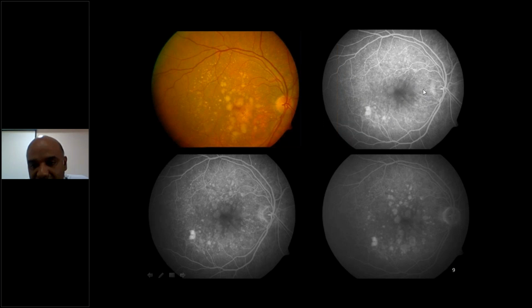So there are a lot of hyperfluorescent areas around the macula, and even after the dye has evacuated the main blood vessels, there is staining of these drusen, or hyperfluorescence is still present. That indicates that there is a lot of damage to the retinal pigment epithelium.